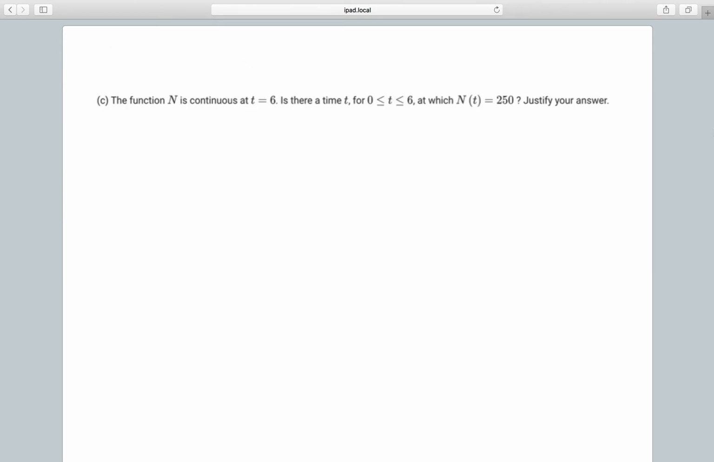With that in mind, we can use a little theorem called the intermediate value theorem. So I'll say since n is continuous for all t on the interval 0 to 6, the intermediate value theorem says, oh wait, actually before I do that, I'm going to say and, that's what we want, n of 0 equals 80. So it's the original population of the fish.